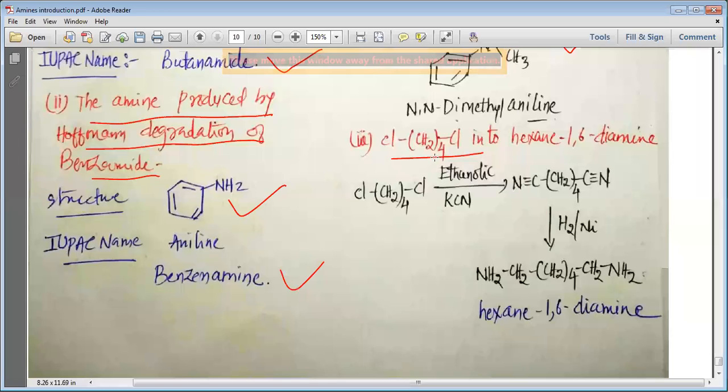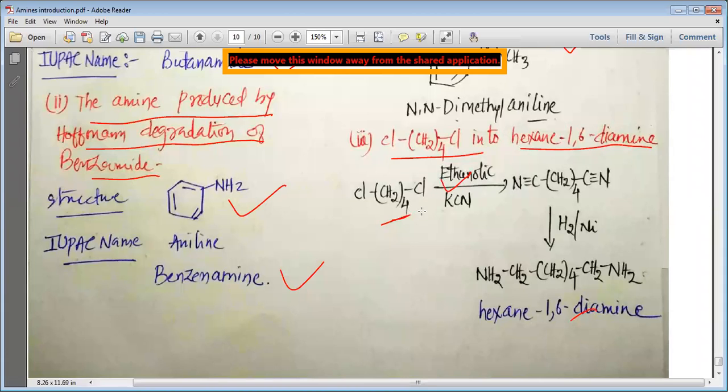Now we have the compound ClCH2(CH2)4CH2Cl. We want to convert it into hexane-1,6-diamine. So this compound, which is 1,4-dichlorobutane, we want to convert it into hexane-1,6-diamine. We first allow it here.